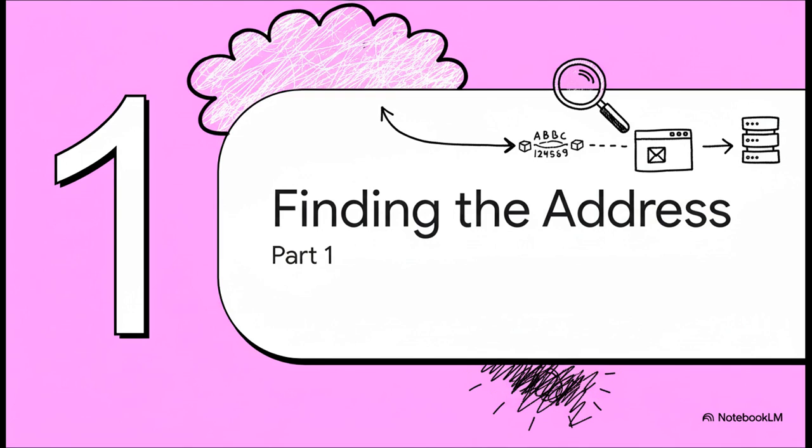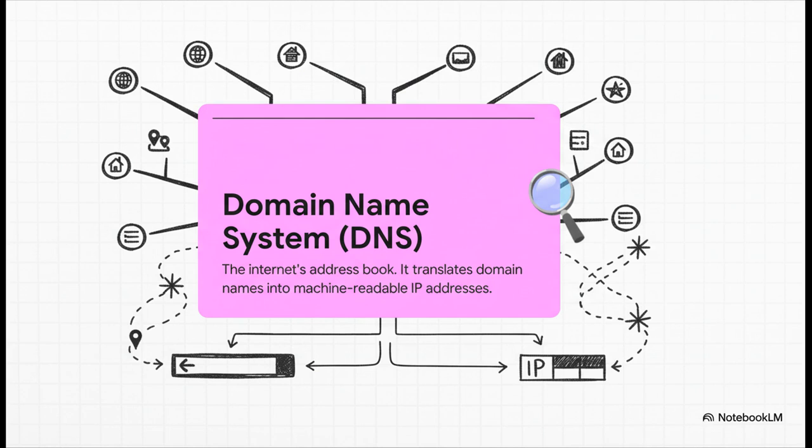Okay, so first things first. The very first problem your browser needs to solve is basically a language barrier. It knows the website's name, something like gaia.cs.umass.edu, but the internet itself doesn't really work with names. It works with numbers. So your browser has to find the right IP address to even know where to send the request. And that's where the domain name system, or DNS, comes into play. The easiest way to think about it is like the internet's giant shared address book. Its entire job is to look up the name you gave it and find the matching IP address. It's basically the GPS for the entire internet.